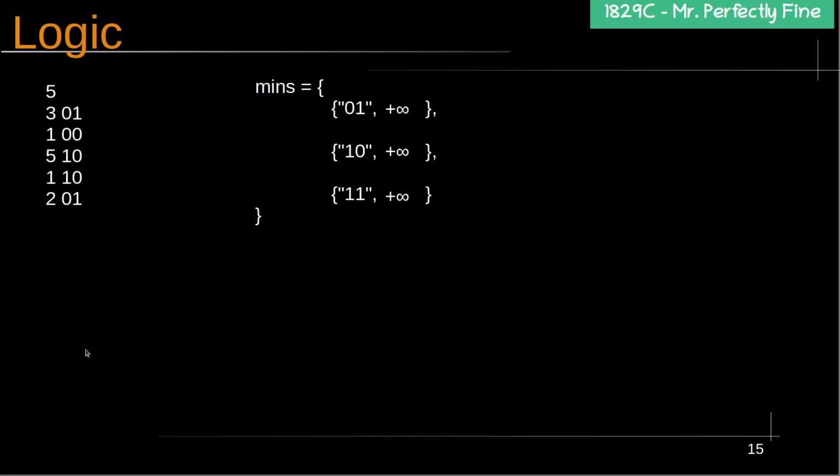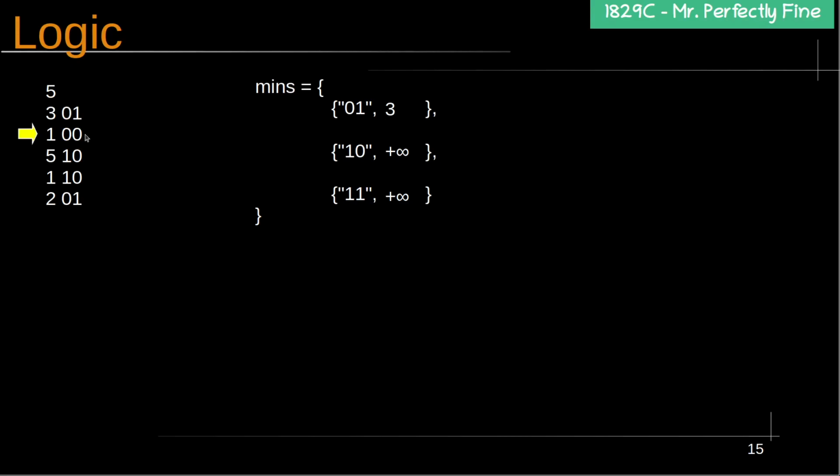For example, we have these 5 books. Initially, we have this map: the book that gives the skill 0 1 has plus infinity, the book that gives the skill 1 0 has plus infinity, and the book that gives the skill 1 1 has plus infinity. So we take the first book. The first book gives the skill 0 1. The time required for Victor to read this book is 3 minutes. So we update 0 1 to 3.